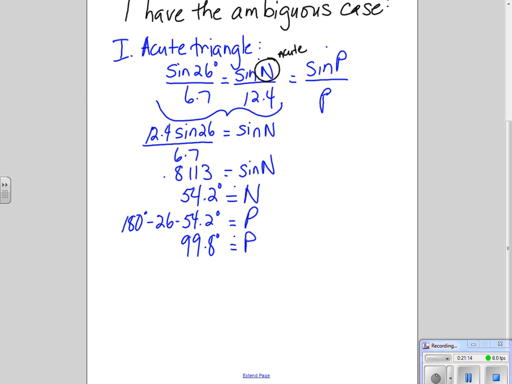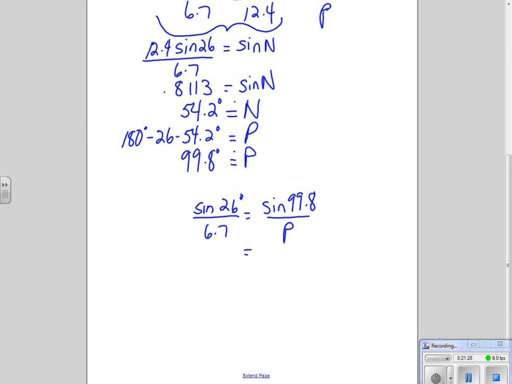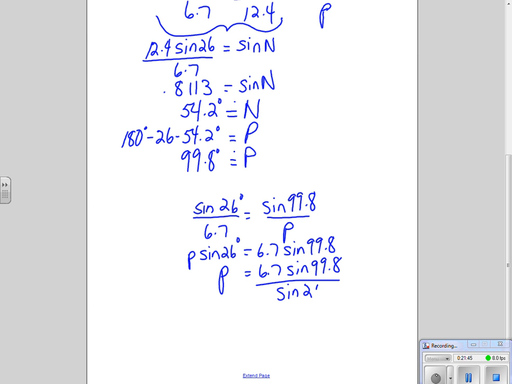If I want to solve for little p, I have my sine ratio above. I'm going to use sine of 26 degrees over 6.7 is sine of 99.8 over little p. To solve for little p, I've got to multiply both sides by p and 6.7. And then I'm going to divide both sides by sine 26. And my calculator will give me, there we are, approximation all the way down. Here we are. P is about 15.1 in length.